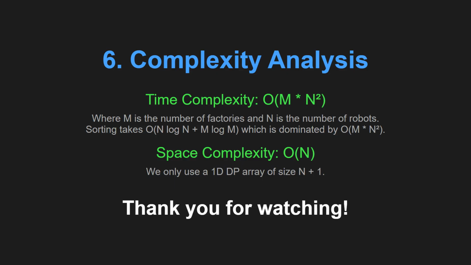Finally, the complexity analysis. The time complexity is O of m times n squared, where m is the number of factories and n is the number of robots. Sorting takes n log n plus m log m, but since m times n squared dominates, we simplify the overall time complexity to O of m times n squared.